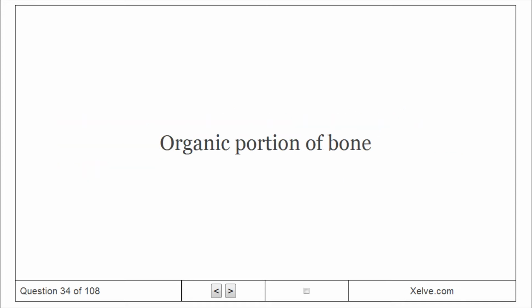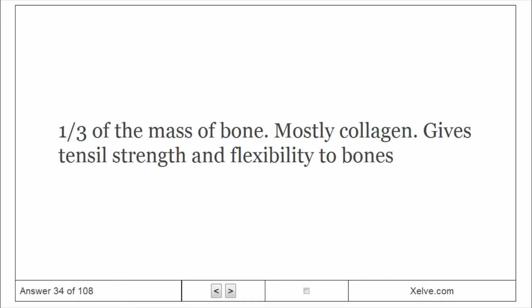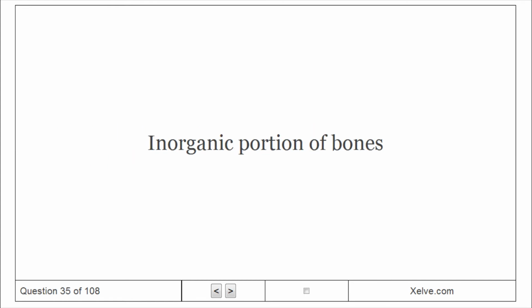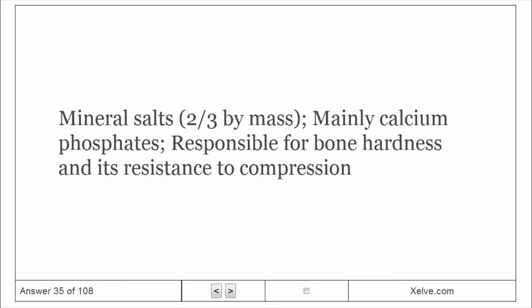Organic portion of bone: one third of the mass of bone, mostly collagen, which gives tensile strength and flexibility to bones. Inorganic portion of bones: mineral salts, two thirds by mass, mainly calcium phosphates, responsible for bone hardness and its resistance to compression.